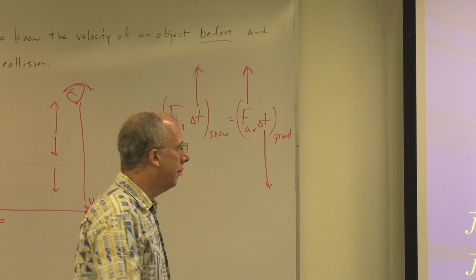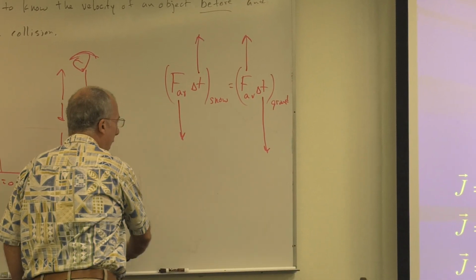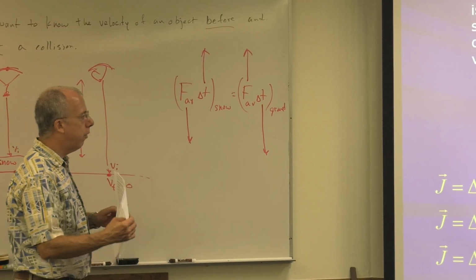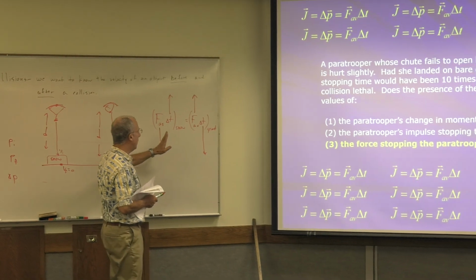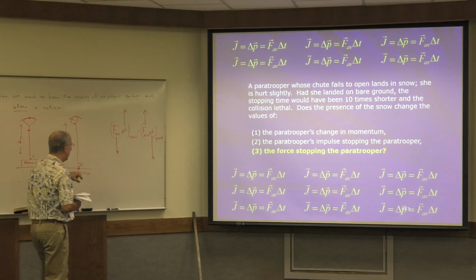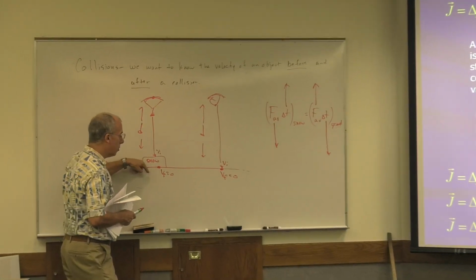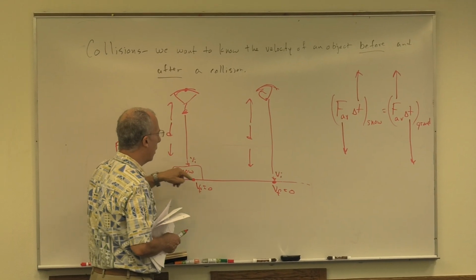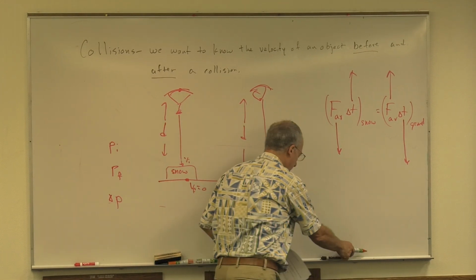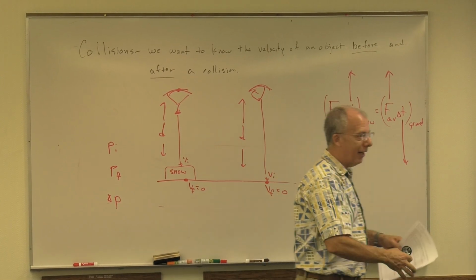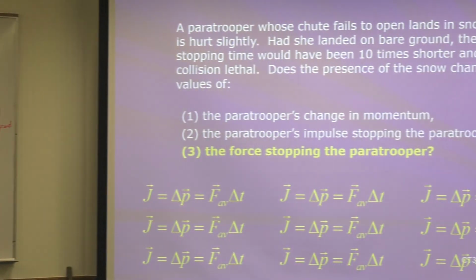So there you go, all right? So what changed? The only thing that changed is the force stopping the paratrooper. And again, the reason the force is less is because the time for the collision with the snow is much, much longer than the time of the collision just hitting the bare ground. Make sure you understand that. This is kind of the essence of the impulse momentum theorem, so you really have to understand that.